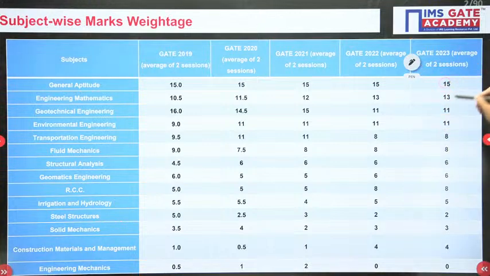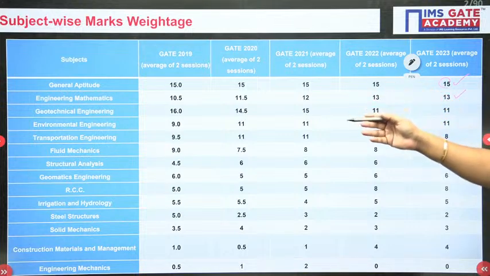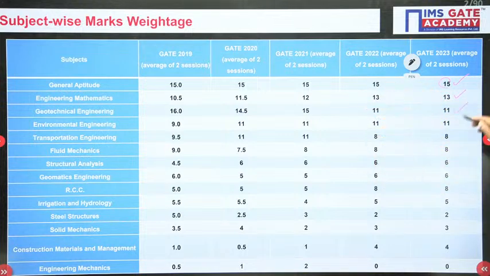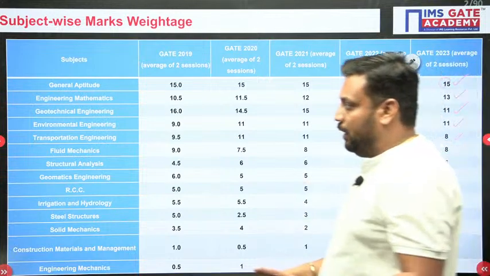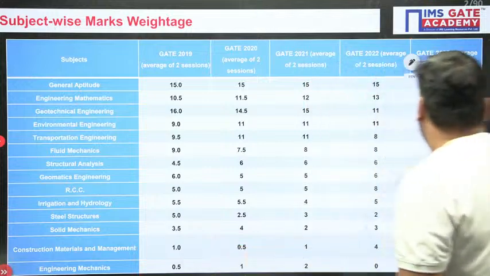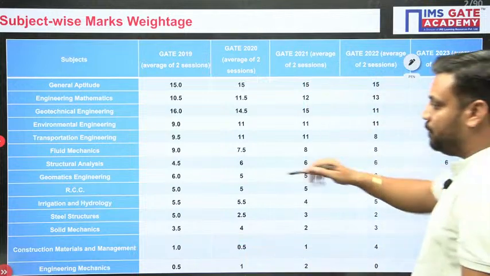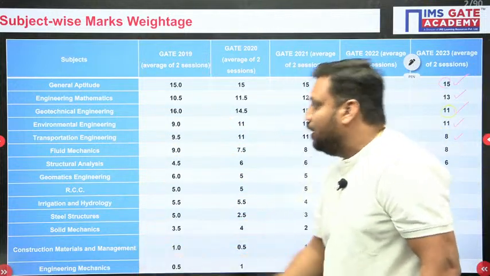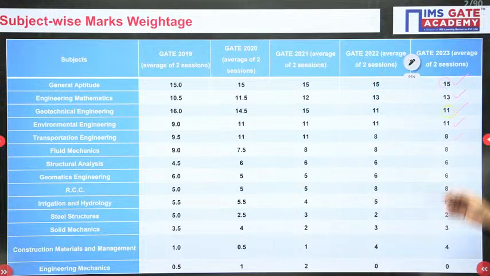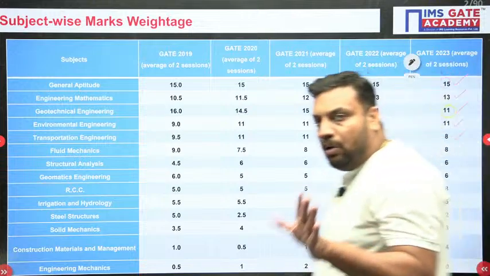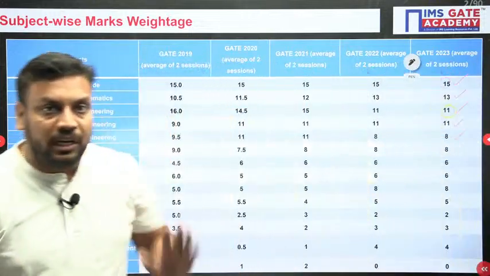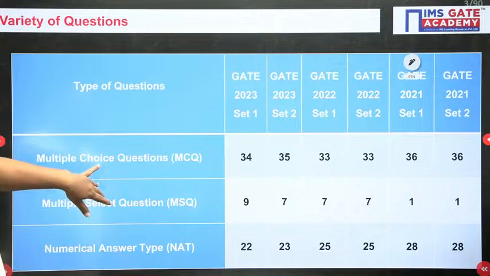Engineering maths and aptitude generally carry 15 and 13 marks, and after that you can see geotech, environment, transportation, with marks like 11, 11, 8. We have seen that civil paper 1 geotech weightage was 14 marks. Here also you can see similarly all the subjects of civil engineering and the weightage in GATE 23. Now let's talk about the GATE 24 exam, today's exam, afternoon session.